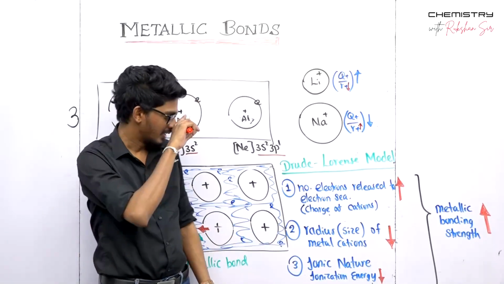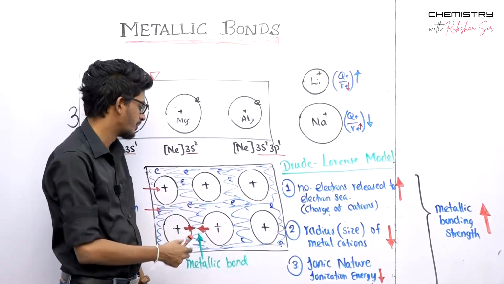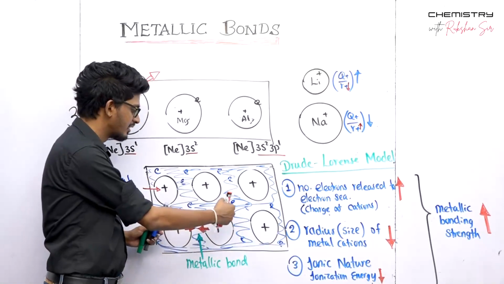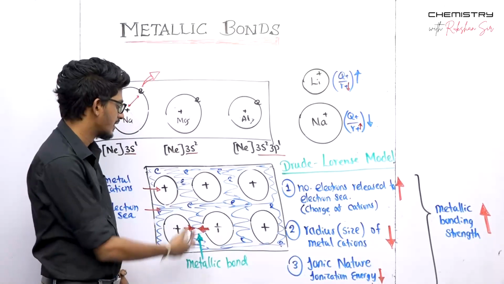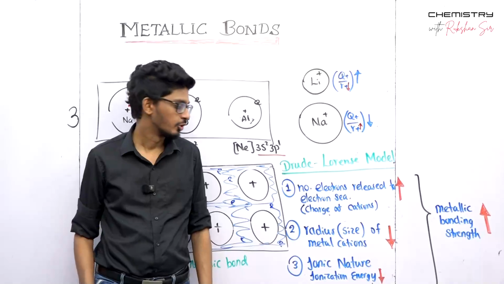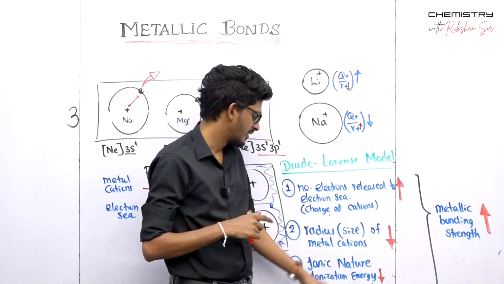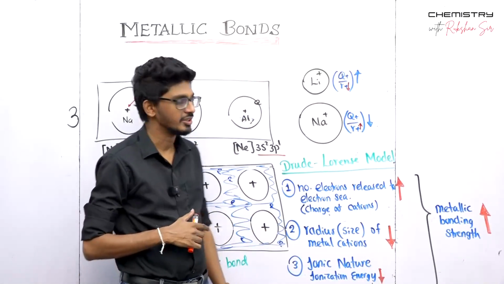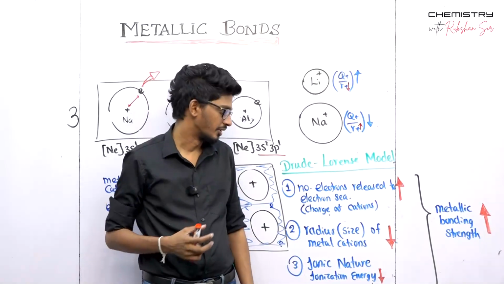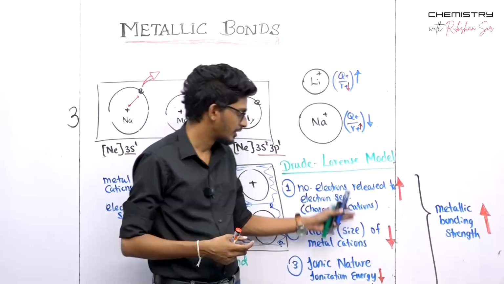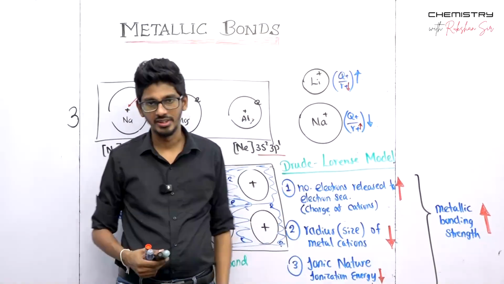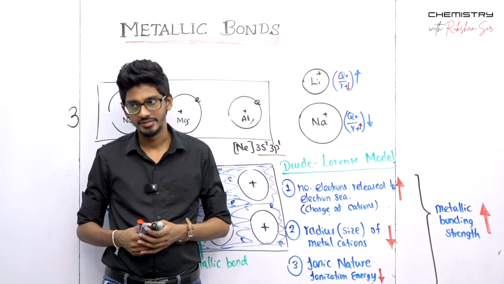That means the density of the electron sea, or the charge of the electron sea, will be high, so that the cations will be greatly attracted towards the electron sea. So the metallic bonding strength will be high there, right? That is how the ionic nature, or the ionization energy, of the metal atoms affects the metallic bonding strength. So with these three facts, we can compare the metallic bonding strengths of metals.